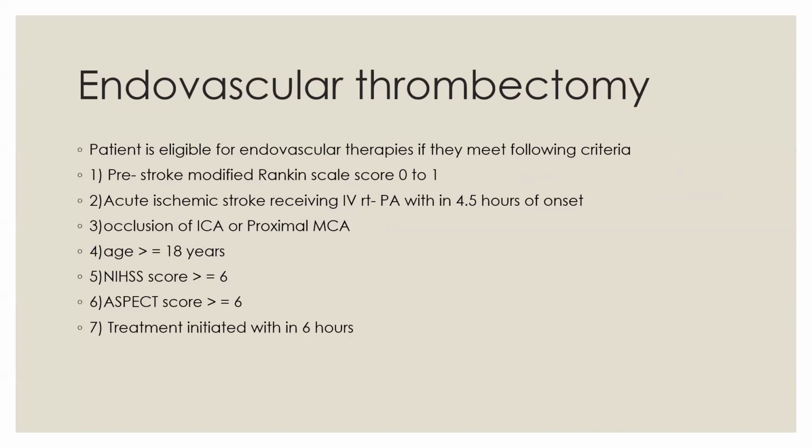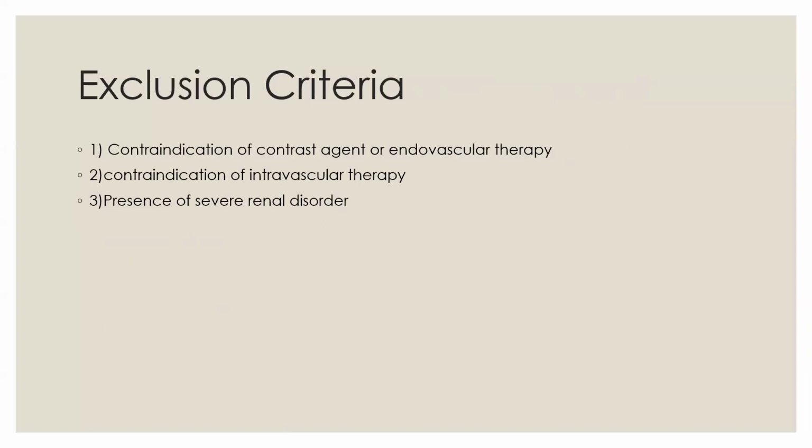Now we'll see this with endovascular thrombectomy. What are the inclusion criteria? The inclusion criteria for endovascular thrombectomy are pre-stroke modified Rankin Scale score 0 to 1, acute ischemic stroke receiving IV recombinant tissue plasminogen activator within 4.5 hours of onset, occlusion of the ICA and proximal MCA, age greater than or equal to 18 years, NIHSS score greater than or equal to 6, ASPECTS score greater than or equal to 6, and treatment initiated within 6 hours. And the exclusion criteria: any contraindication to the contrast agent or endovascular therapy, and presence of severe renal disease.